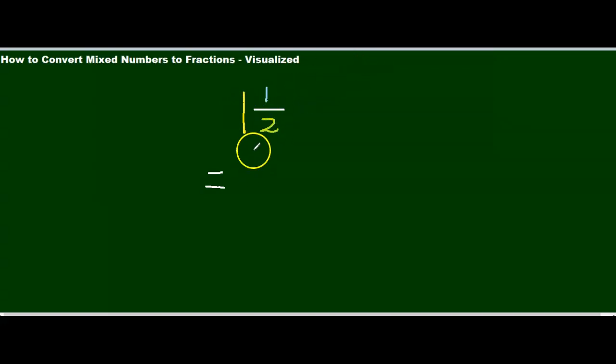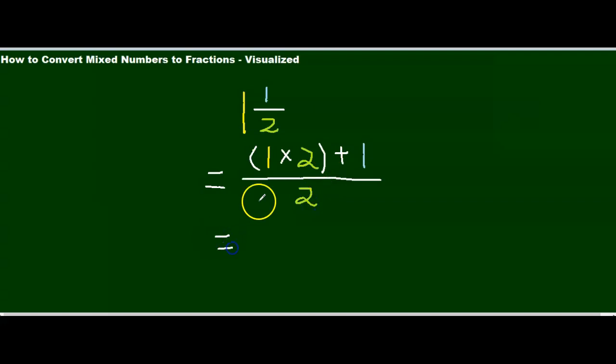So I can say that it is 1 times 2, because remember, we cut our whole into 2 pieces or 4 pieces or 8 pieces, depending on how many pieces we had in our denominator, plus that one little extra piece we have in the numerator. So I'm going to say plus 1 over the number of pieces we cut each whole into, which is 2. That gives me 1 times 2 is 2 plus my 1 over 2, which equals 3 over 2.